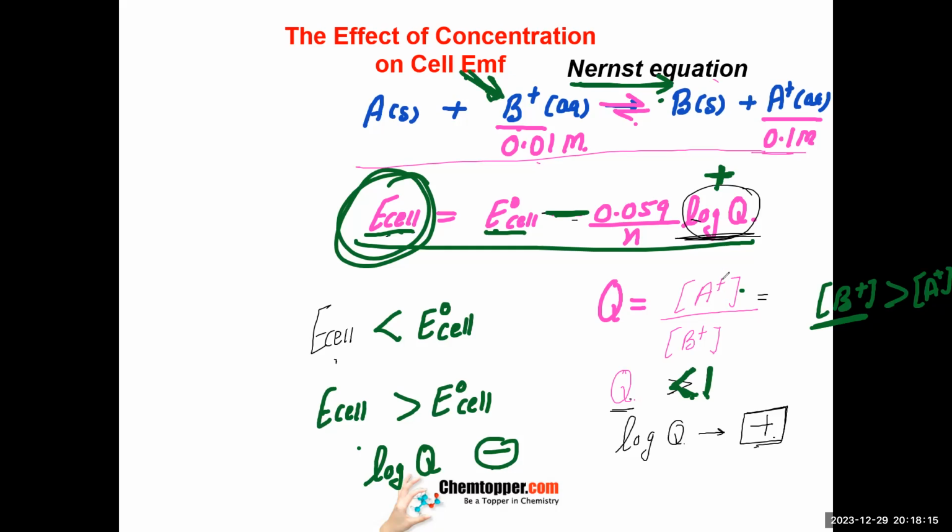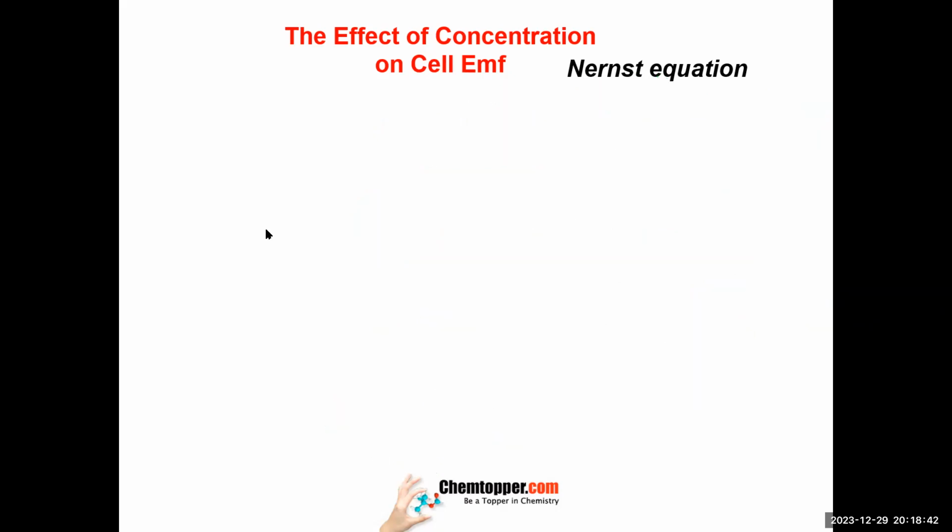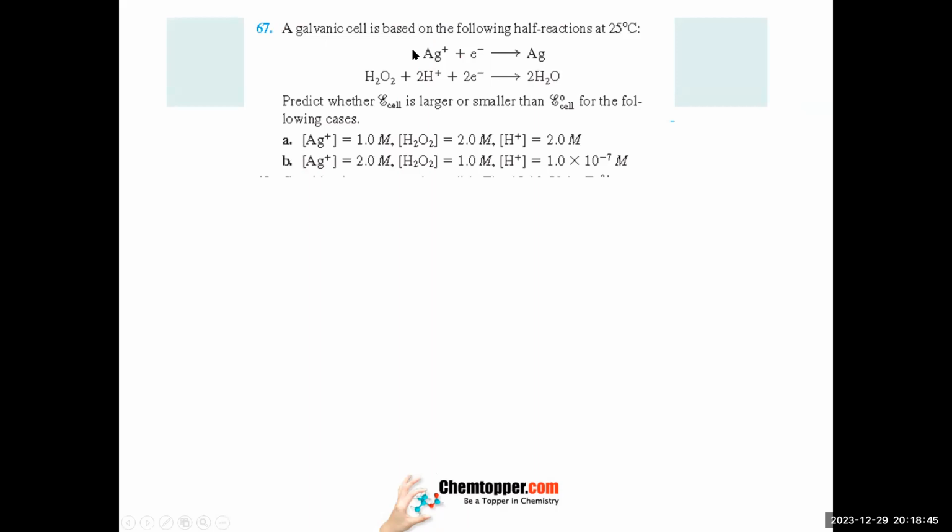This will ensure that your B plus is very high, A plus is less, Q is less than 1, and that will ensure that the reaction will go more in the direction of the product and you will get more cell potential. Your battery will live longer. Is it okay? You're learning batteries, children, the battery which you are using every day in your life. They all are based on this concept. Okay, answer this question.